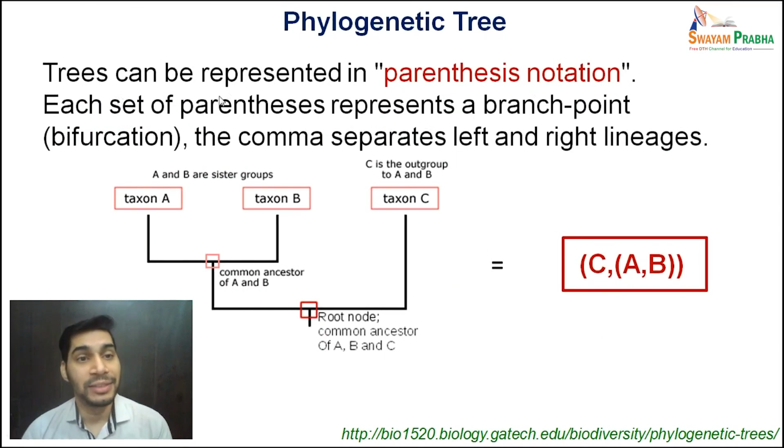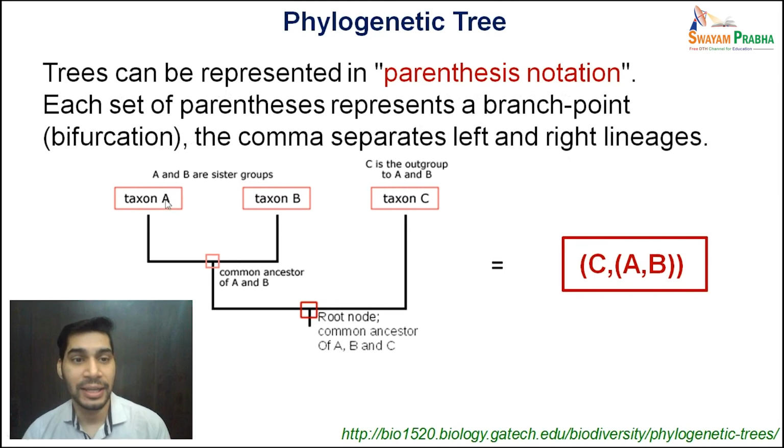Remember, the trees can be represented in parenthesis notation as well. Each set of parentheses represents a branch point or a bifurcation, and the comma represents left and the right lineages. Now taking the same example which we discussed in the previous slide, if this is the tree, it can also be simply shown as this parenthesis notation.